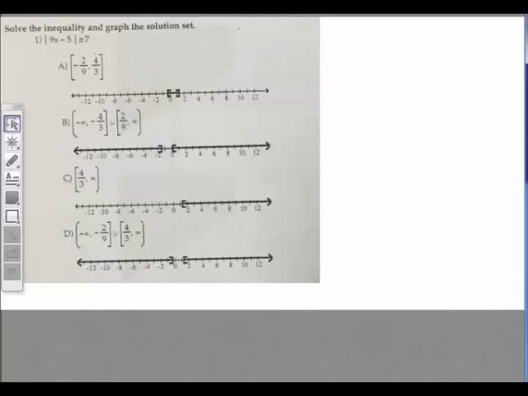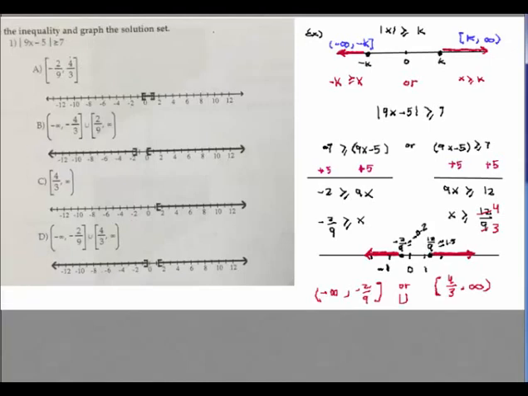Solve the inequality and graph the solution set. You have absolute value of 9x minus 5 greater or equal to 7. To save time, I set up some solutions here for you. So let's take a look at that.